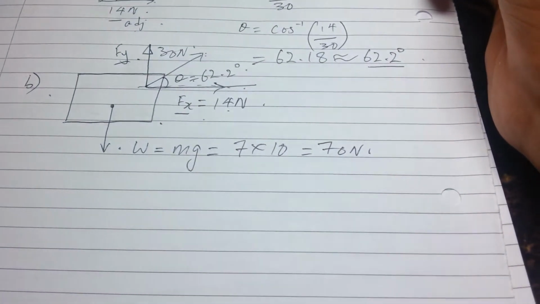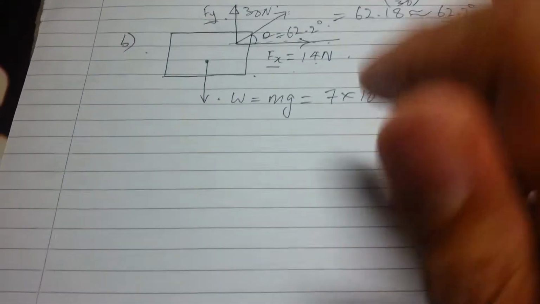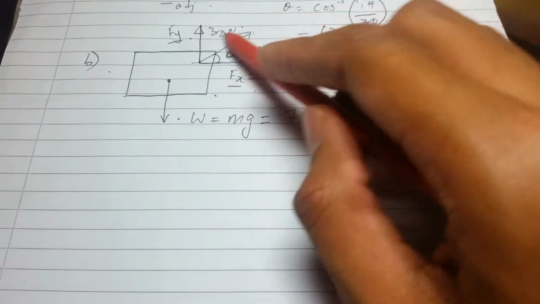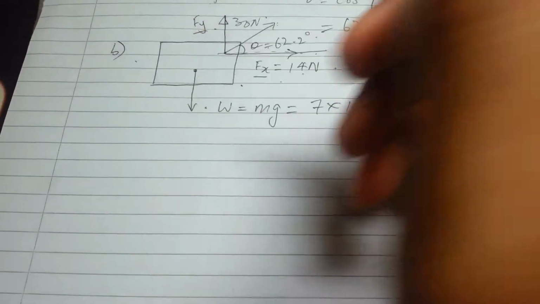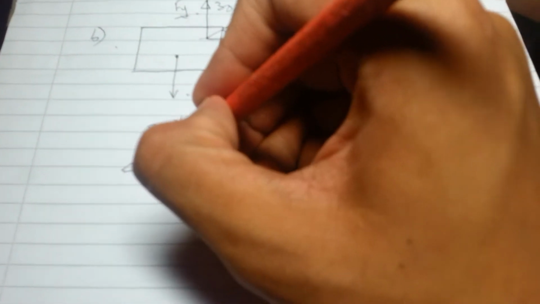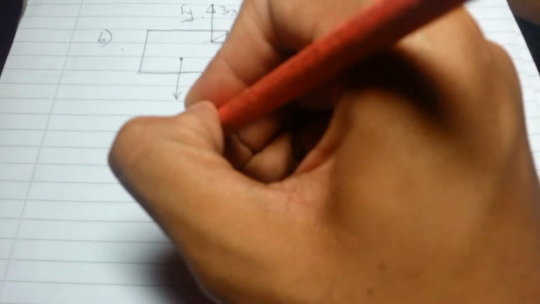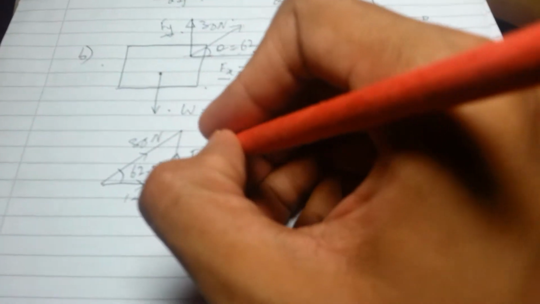So how can we find the y component? Right? No problem. The y component is the upward force coming out of this 30 Newton. So let's do this. Let's make a triangle first. If this is 30 Newton, this is 14 Newton, and then we have an upward force, something that we don't know. This one is 62.2 degrees. So how can we find Fy? How can we find Fy?